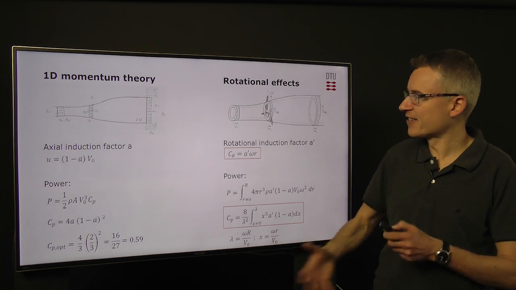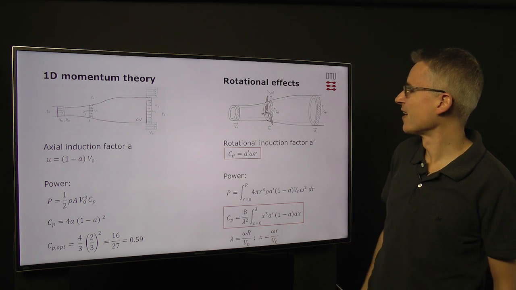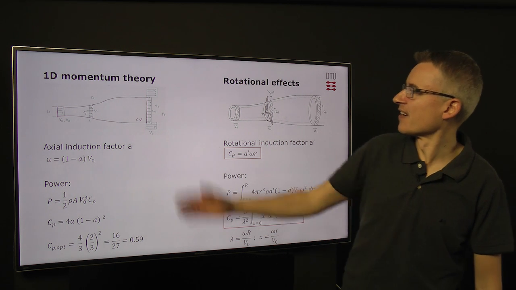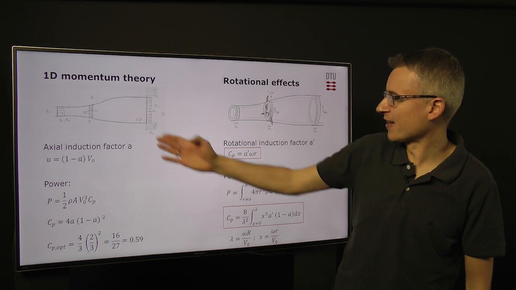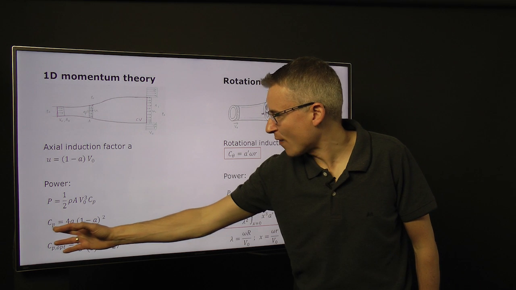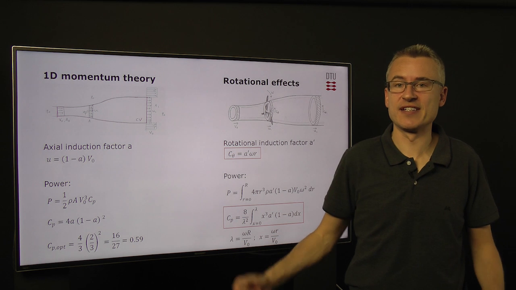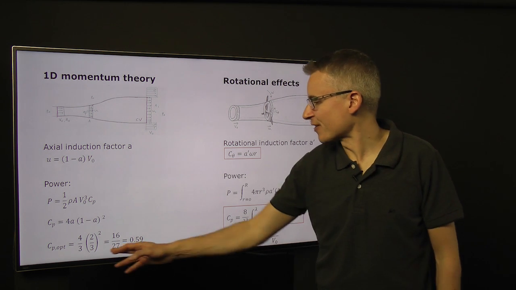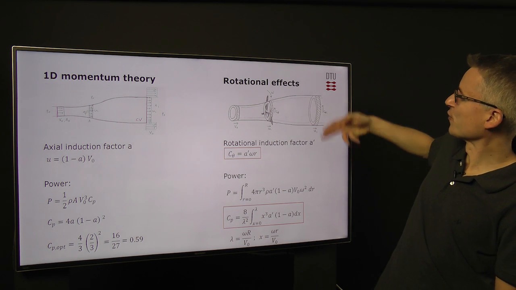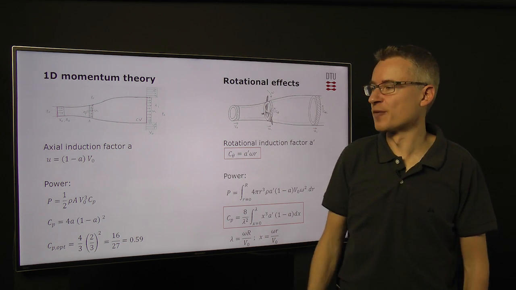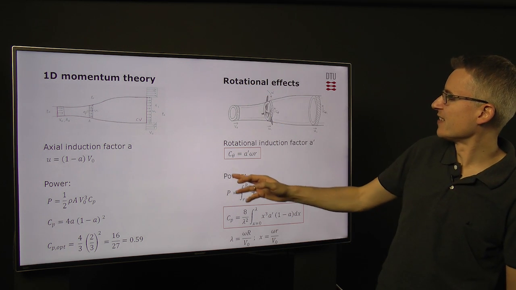We can take this induced axial velocity and the induced rotational velocity into account in our analysis. The simplest analysis is the 1D momentum theory, which tells us that there is a power coefficient, which is called Cp. It has an optimal value of 59% of the incoming flow. But this doesn't take into account that some of the energy is actually used to drive this rotating flow behind the turbine.